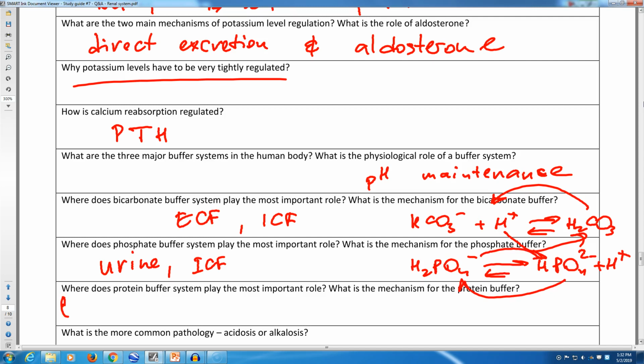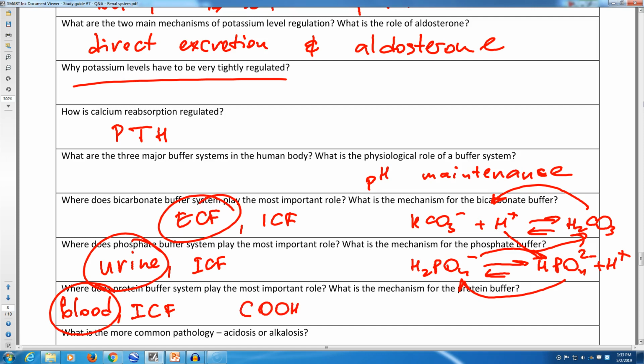Protein buffer system. Most important one is in blood, also ICF. So blood, urine, ECF. The mechanism: this, and the amino group will buffer it into an ammonia group.